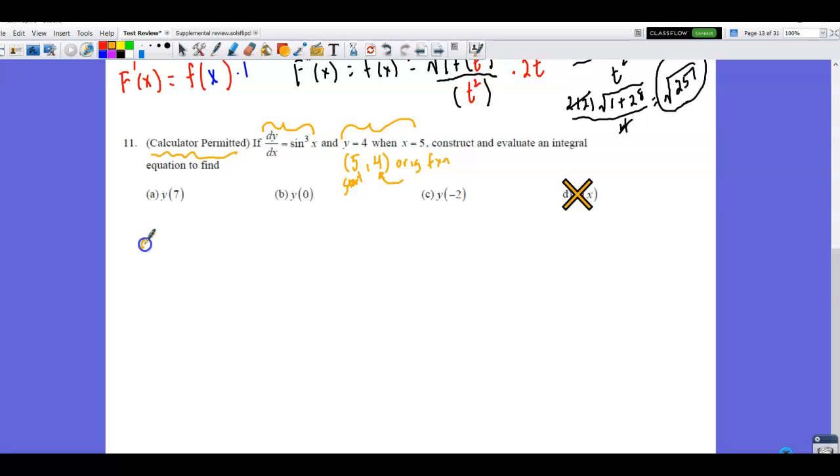So again, in letter A, and I'm not going to evaluate all these out. You can use your calculator to do this. I've already shown you how to use your calculator. 4 units of area already accumulated. Start accumulating more area at 5. And for letter A, we want to stop at 7.